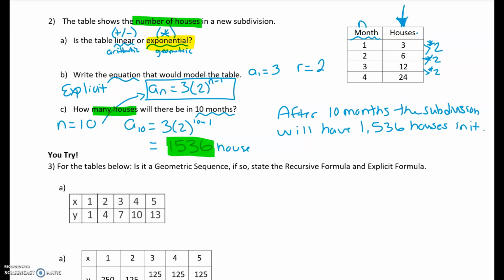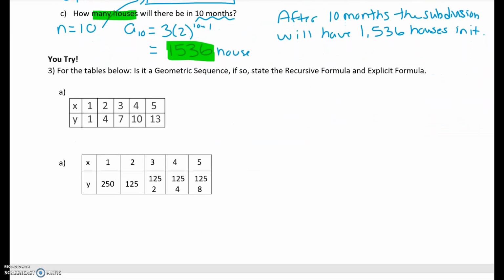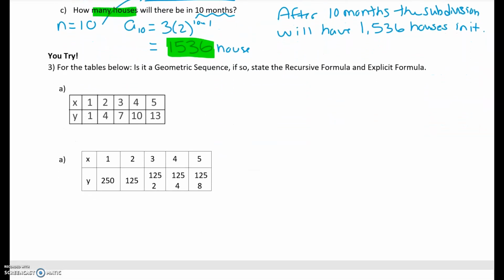Okay? So, I want you to pause the video right here. Go ahead and try number 3. It wants you to look at the tables and just figure out if it's geometric. If so, you're going to state the recursive formula and the explicit formula.